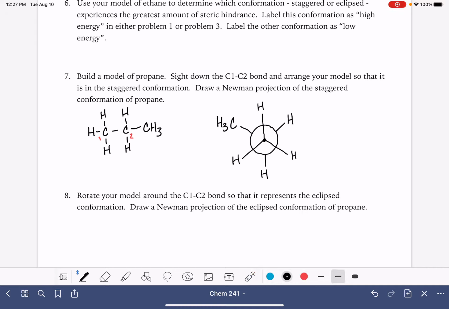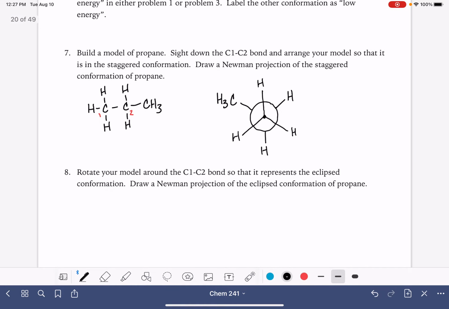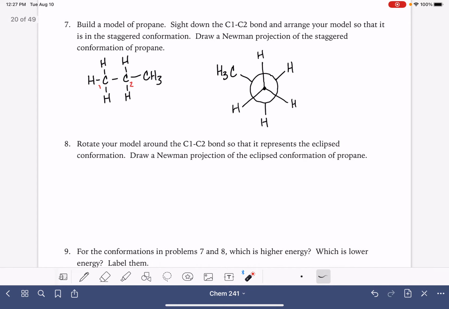structure of the molecule. Okay, so next up we're going to rotate the carbon-1, carbon-2 bond, that's this bond right here, so that it represents the eclipsed conformation. And so when you do this rotation, it does not matter if you are moving the hydrogens in the back or if you're moving the ones that are in the front. Like, it literally doesn't make any difference at all.